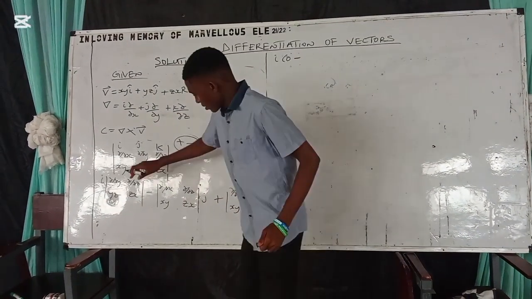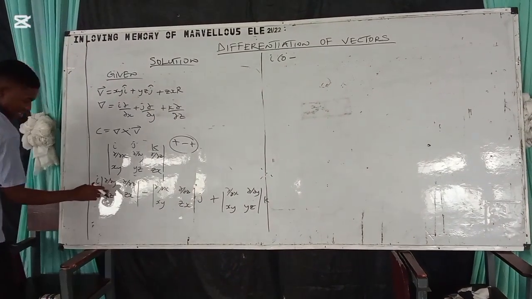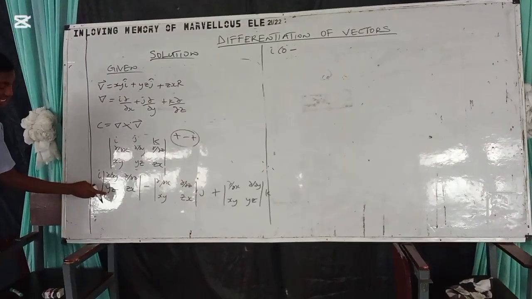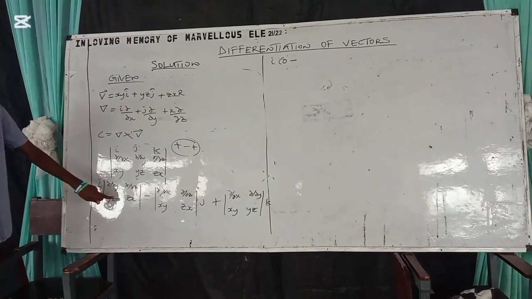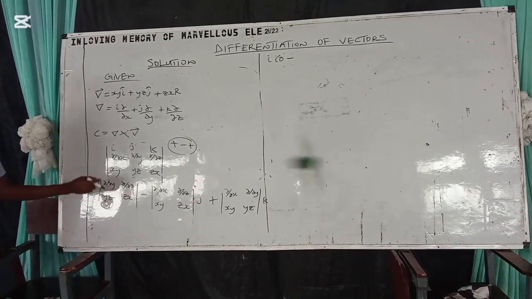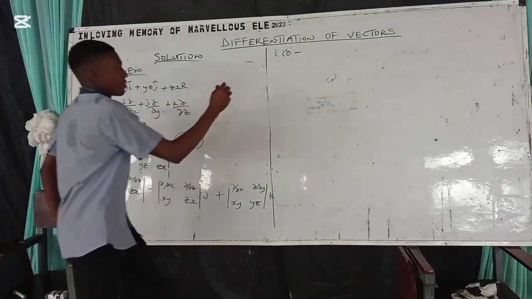Minus. Now this times this. Partial with respect to z times yz. This differentiates with respect to z. So differentiating z, what do we have left? If we differentiate with respect to z, z becomes 1, we have y left. So we have here y.